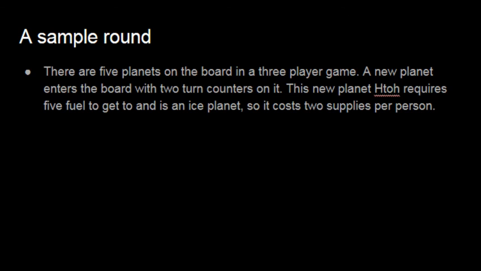Yeah, I've been talking abstractly a lot. Let's run through a potential turn. So there are 5 planets on the board. It's a 3-player game, and a new planet enters the board. 2 turn counters, so it's only going to be around for 2 turns. It's the planet Hato, and you need 5 fuel to get to Hato. And it's an ice planet. It's not very friendly, so it costs 2 supplies per person when you go to visit it.